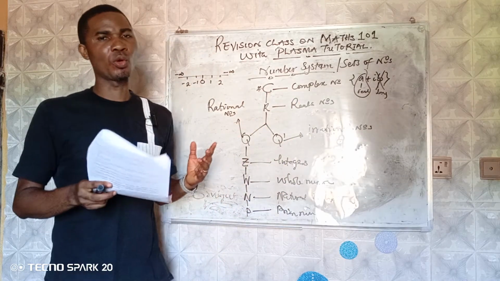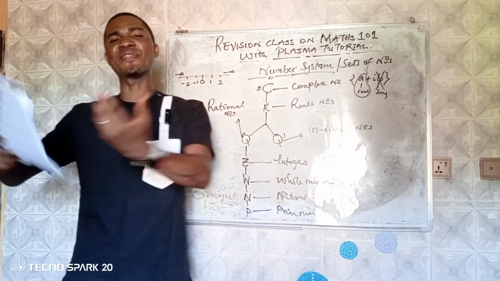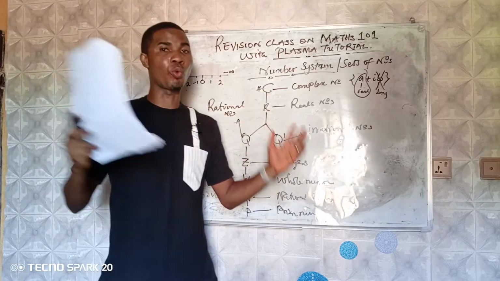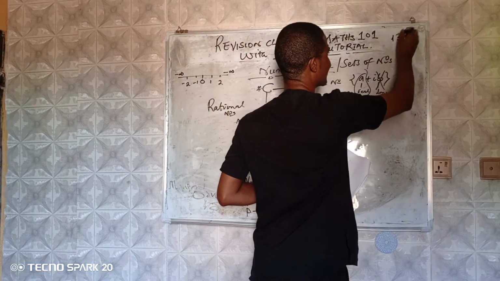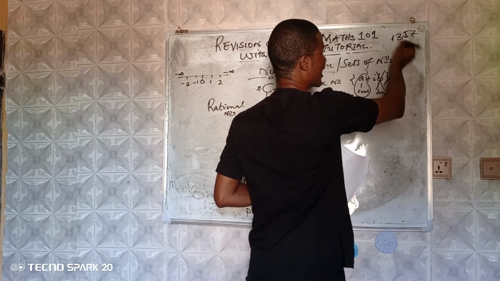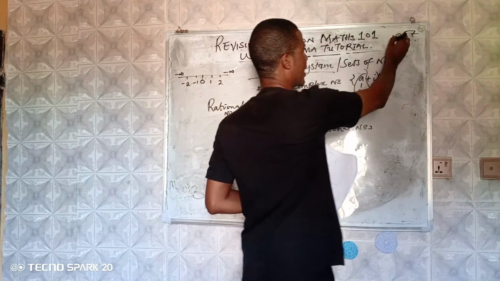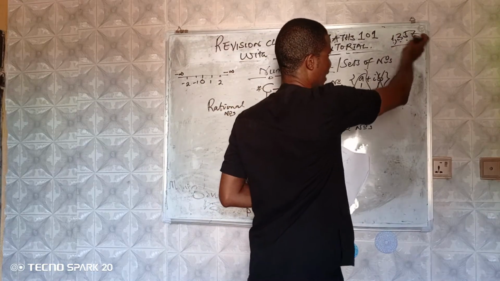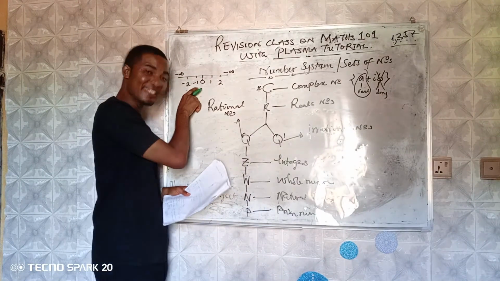It's not like when you want to call 1357, you say one thousand, three hundred and fifty-seven. That one you have called in words. But if you want to call 1357 in digits, you say 1, 3, 5, 7. But in words, you say one thousand, three hundred and fifty-seven. So that thing you call digit is what we call integers.